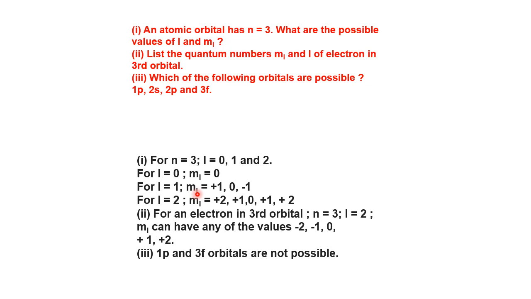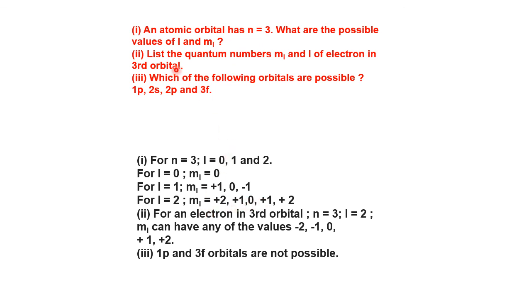For l equal to 1, m is minus 1 to plus 1: minus 1, 0, plus 1 on the number line. So there are three orbitals, px, py, pz. Now for l equal to 2, the m value is minus 2 to plus 2: minus 2, minus 1, 0, plus 1, plus 2. Five possibilities. So all these are dxy and so on, the d orbitals.